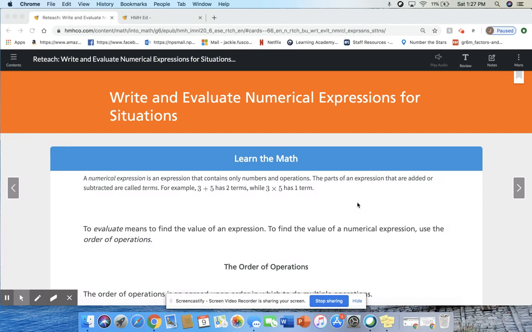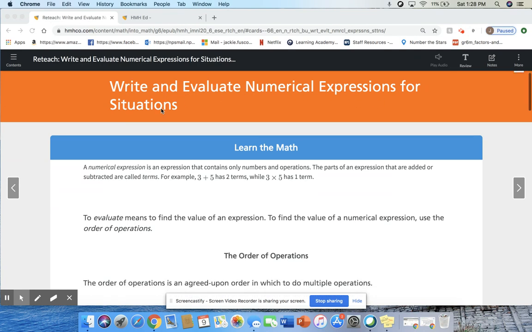Yesterday, you had a little bit of a review of order of operations, which is, remember, the order in which we solve an equation or an expression. We're going to look a little bit deeper into that today using, as you can see, I'm on Ed here, the reteach, write, and evaluate numerical expressions for situations. So let's look at some of the notes that it gives us.